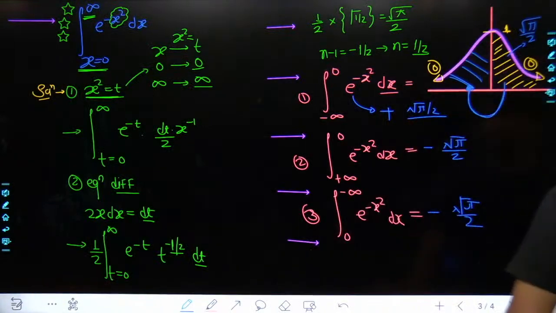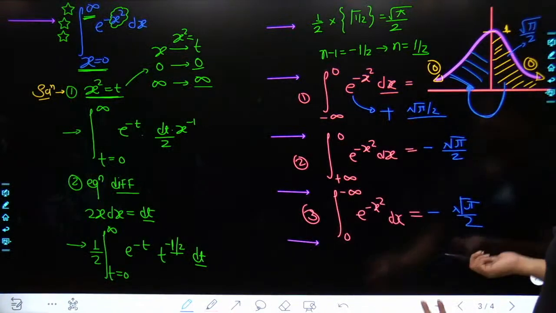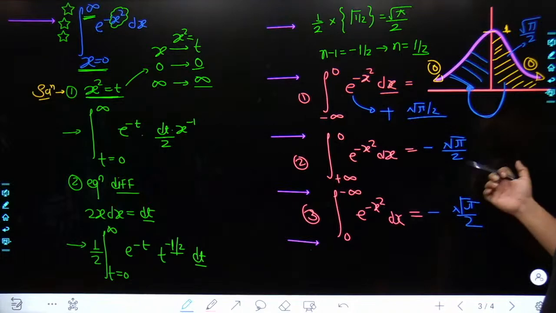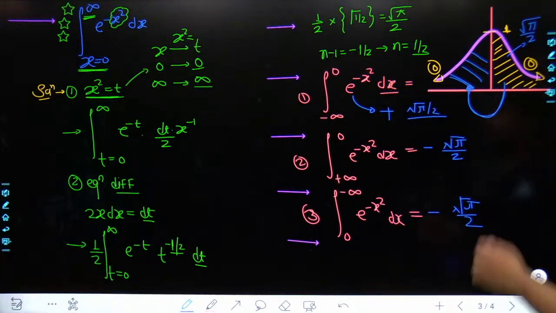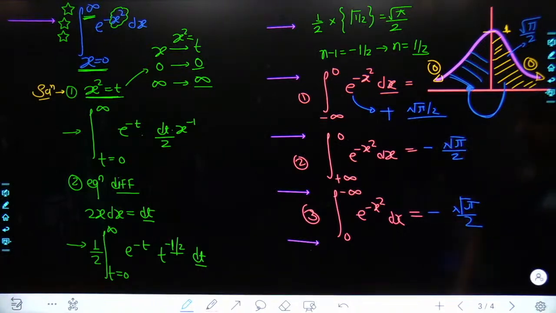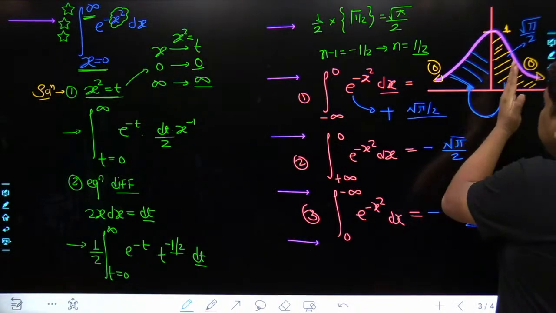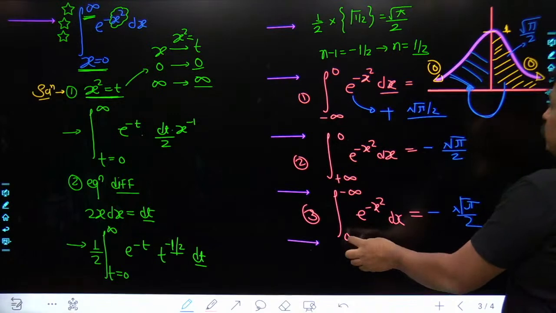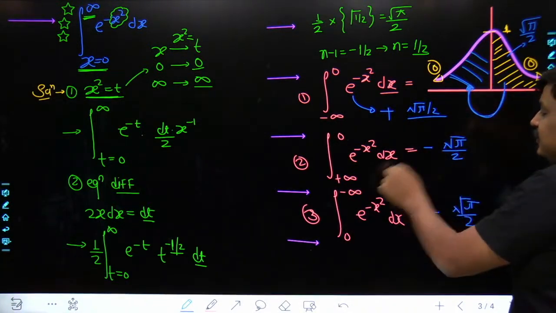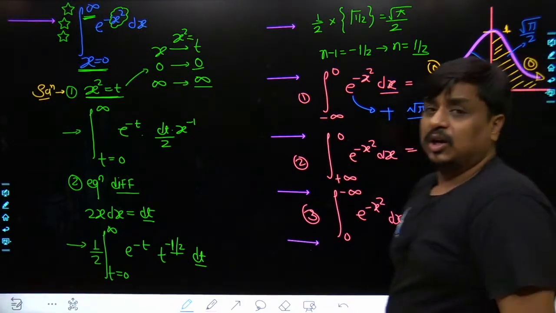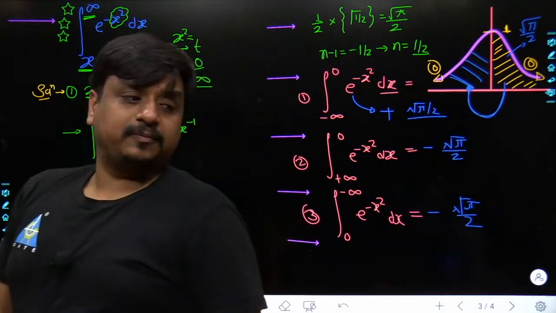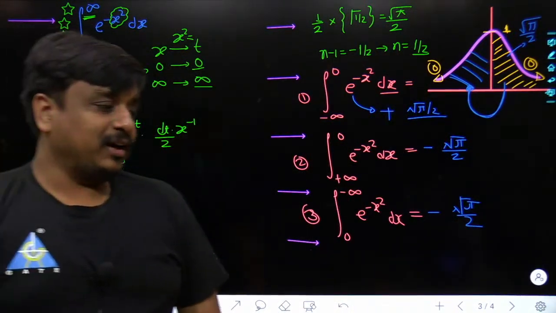So tell me what should be the answers for each and every question. Obviously, this would be the answer. Here it should be regarded as negative because you have been moving from right to left. The area has been made towards upside, so obviously it would be regarded as negative. Here we have been moving from 0 to minus infinity. The lower limit has been kept towards right hand side, whereas the upper limit has been kept towards left hand side. You have been moving towards left hand side. Obviously, it would be regarded as negative again.